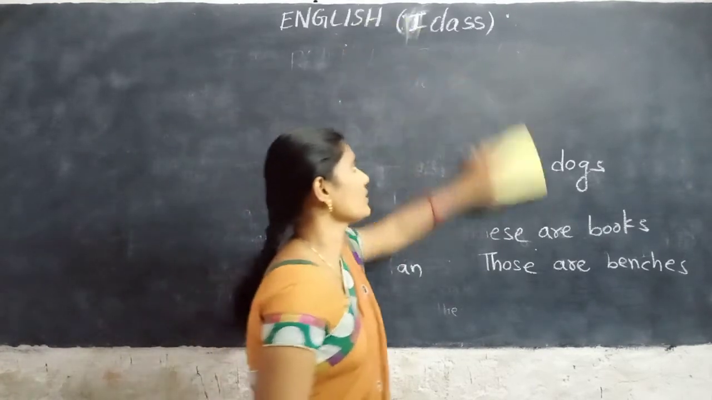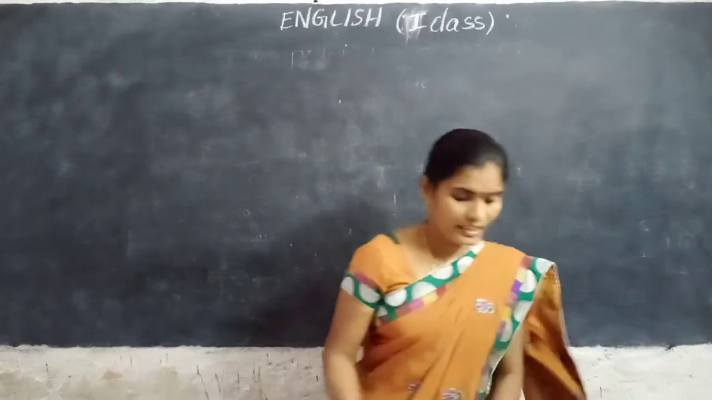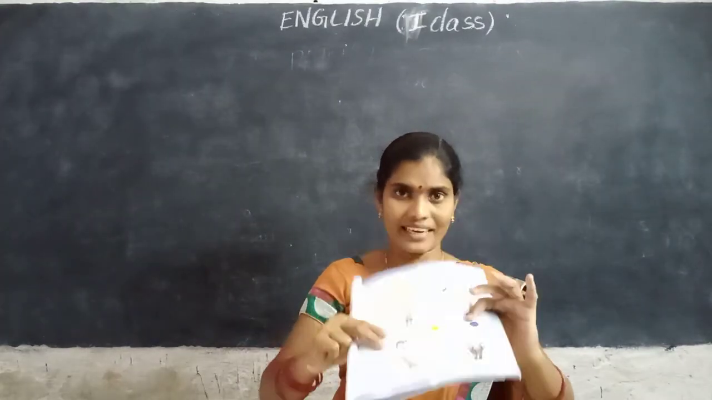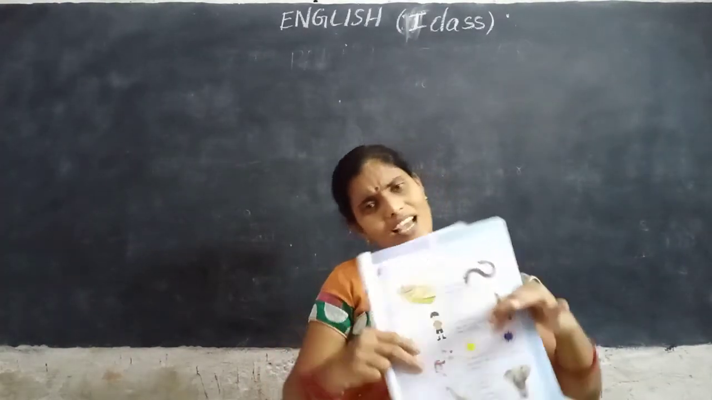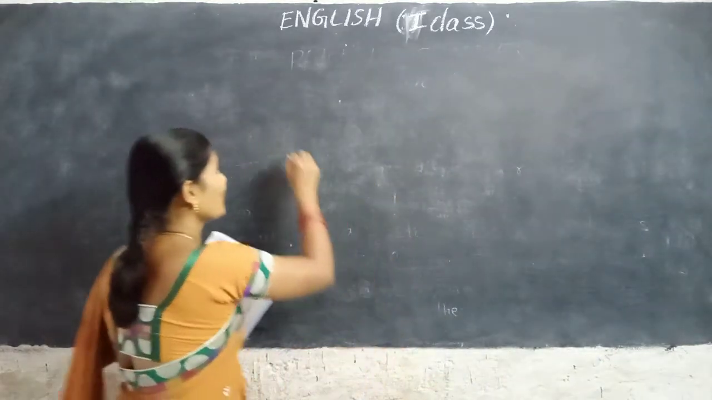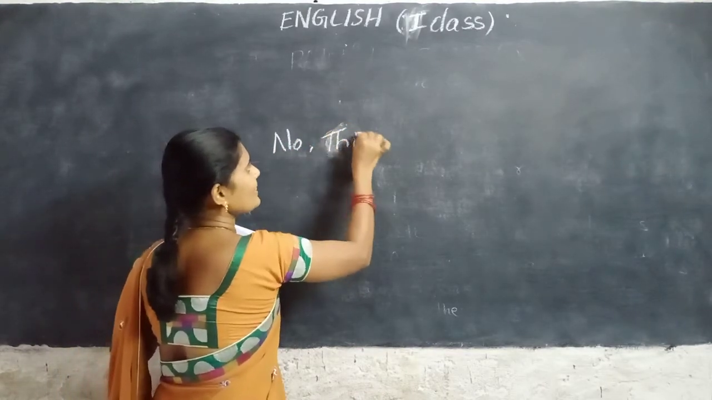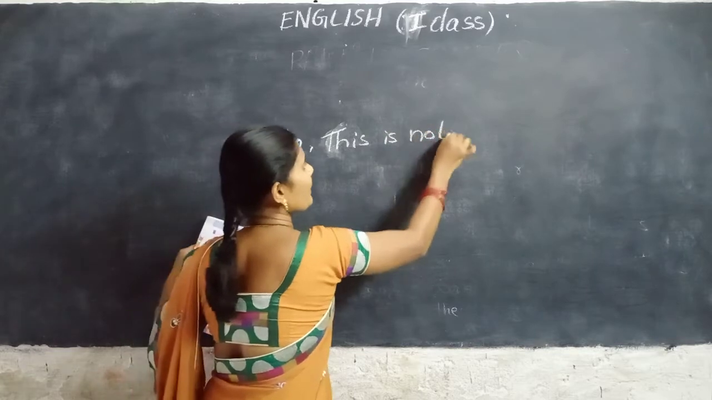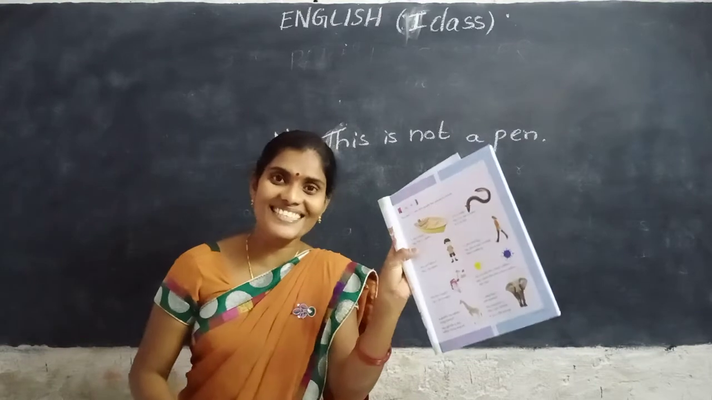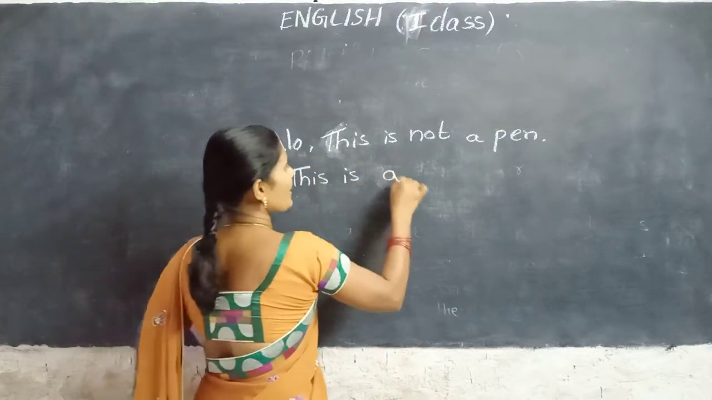Next, is this a pen? Is this a pen? Yes or no? Cheppandi. No. Sorry, this is not a pen. What is this? This is a book.